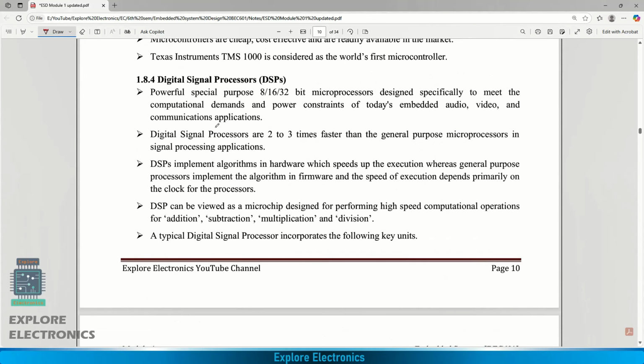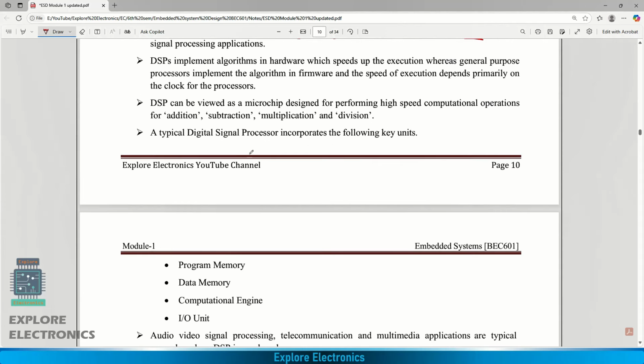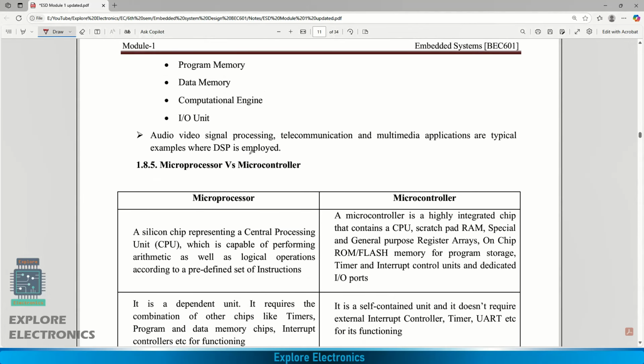Then DSPs will be faster general purpose, faster than microprocessors. They usually operate on 8-bit or 16-bit to 32-bit as well. And as I said, it is 2 to 3 times faster than general purpose MPUs. And we will be using DSPs to perform some complex operations on signals. So this can also be a core of the embedded system.